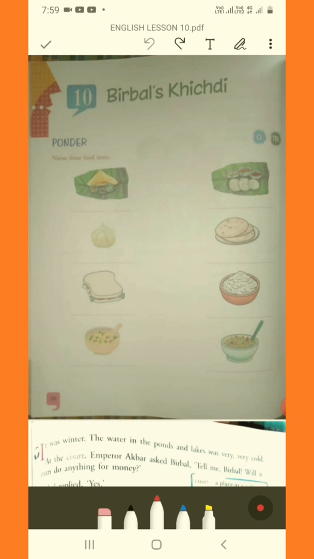So, without any further ado, let's begin explaining today's lesson with the ponder section. What is the name of the lesson? Birbal's Khichdi. So will Birbal cook khichdi in this lesson? What will be the reason? What will force him to cook khichdi? Let's read and find out.